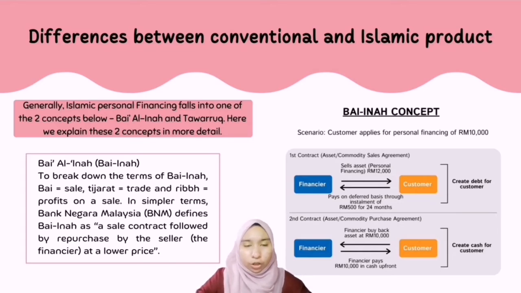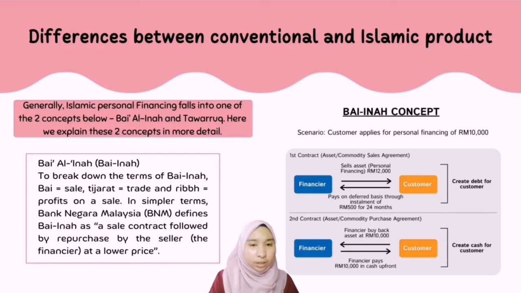Basically, there are two contracts in the bai'inah concept. The first contract is known as the asset or commodity sales agreement. The second contract is known as the asset or commodity purchase agreement. To start, let us assume that a customer applies to a bank for personal financing of 10,000 without any guarantor. In the first contract, the financier sells its asset to the customer at the price of 12,000 on deferred payment. The customer will pay a monthly installment of 500 for 24 months to the financier as per the agreed contract.